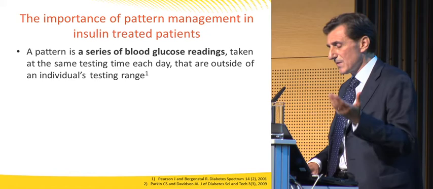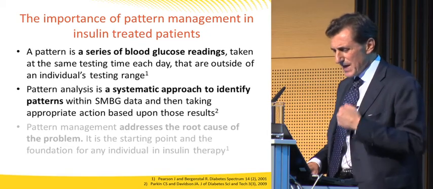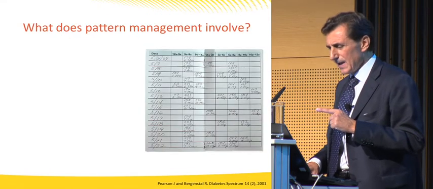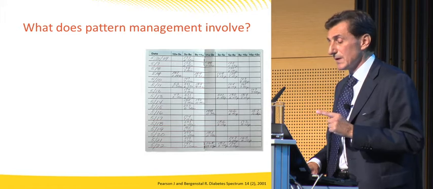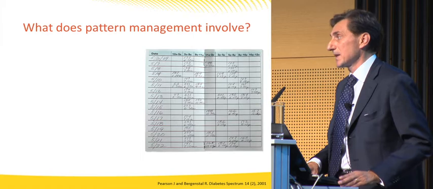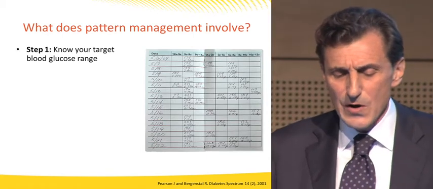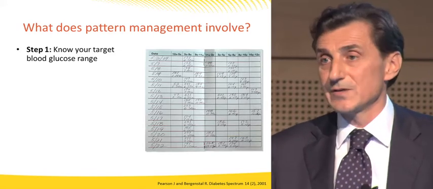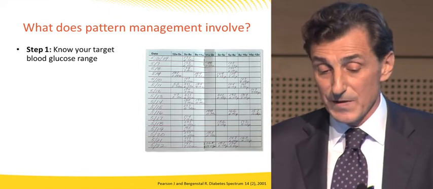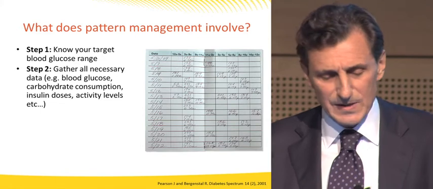There are several other definitions of pattern management, and what I would like to underline is what has to be involved to evaluate pattern management. Five steps. The first step is to know your target blood glucose range. You have to decide what your target is, as Ramsey has shown us with his first patient. In that case, avoid hypoglycemia.